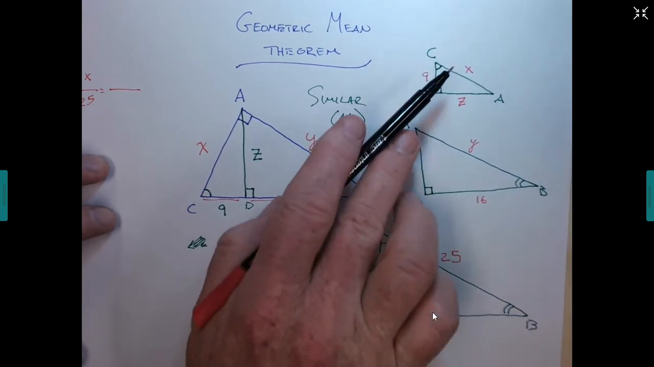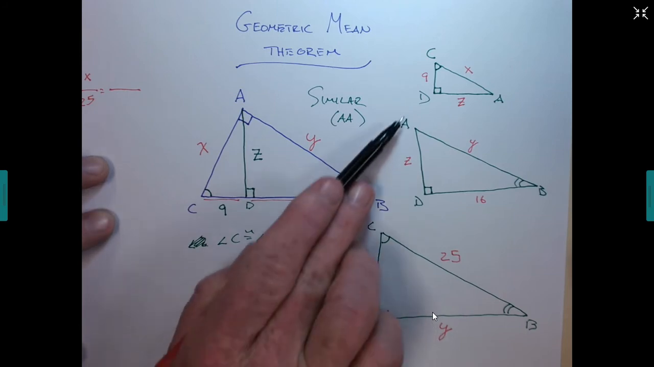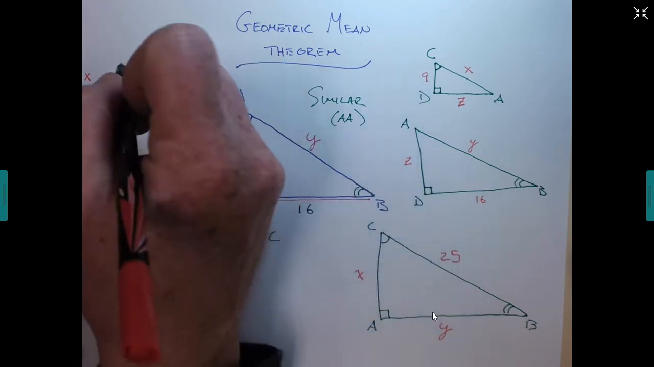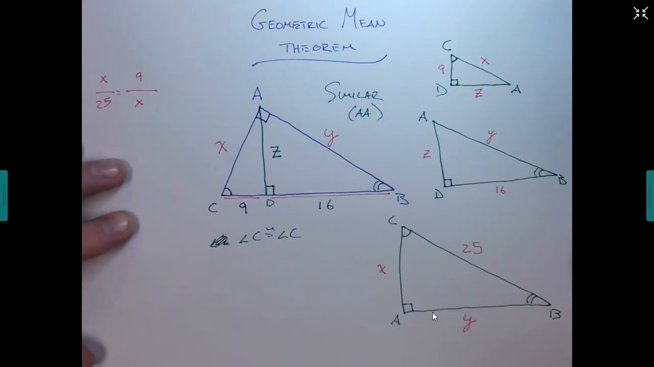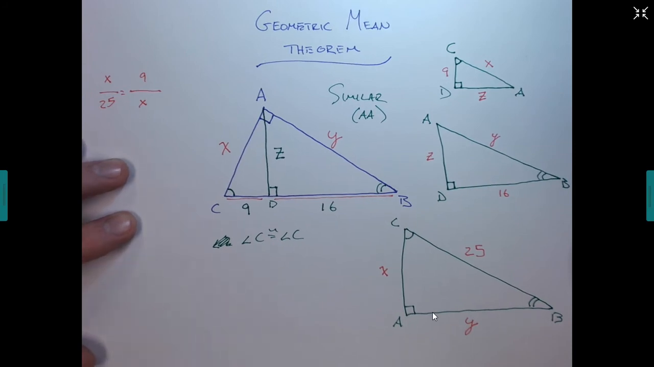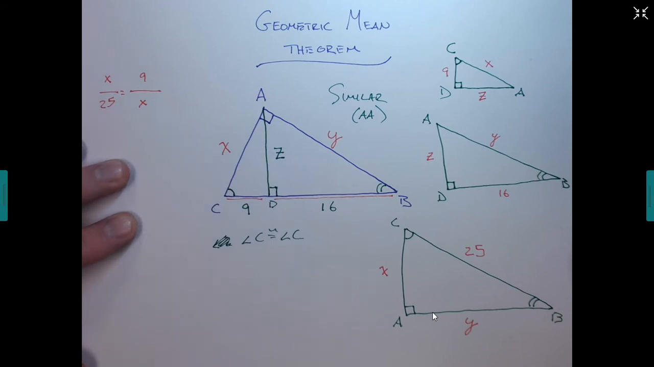Now I'm stuck in these two triangles. I don't want to involve z, don't want to involve y, but I got x here again, which matches up with 9. I got to put the small stuff on top. And look what just happened. I tried to make a proportion that only had x's in it, and it turns out I have a geometric mean proportion. Let's try and do it with y's.